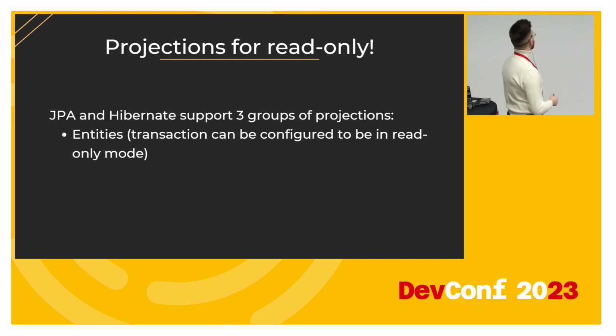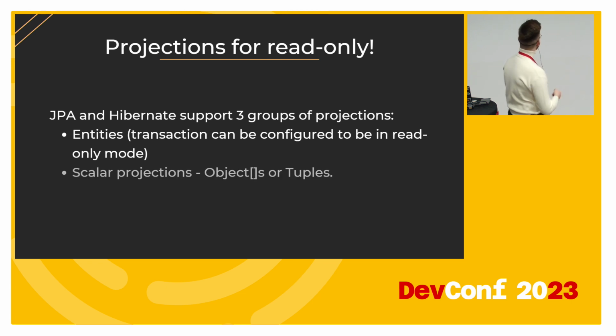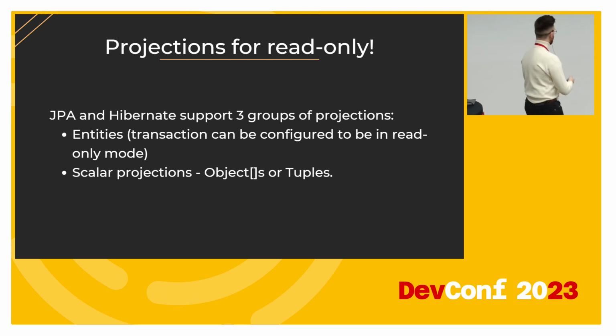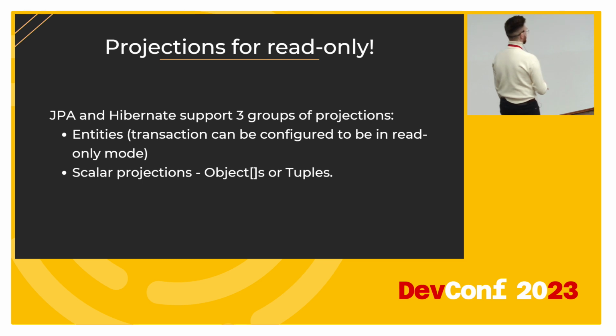But I'm not a big fan of using the same model for writing and reading, so let's assume we don't like that. We have scalar projections, object arrays, and tuples, and that is better, but we don't have much metadata in it. Yes, we don't have classes with all the fields. We have to traverse it and so on. Not the best one, maybe for some cases.